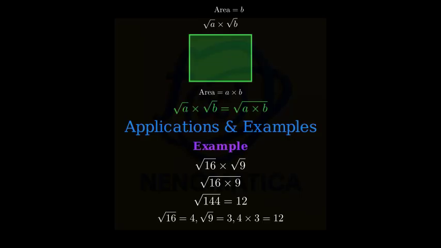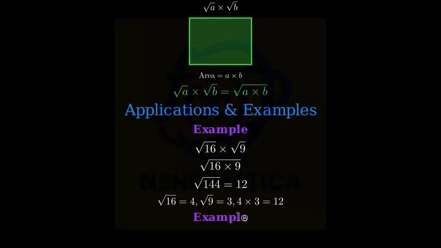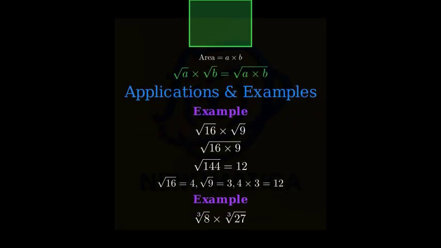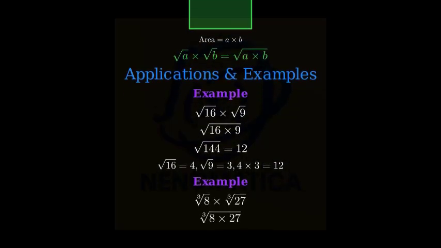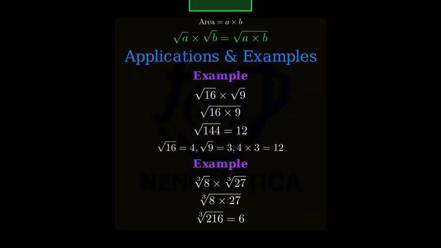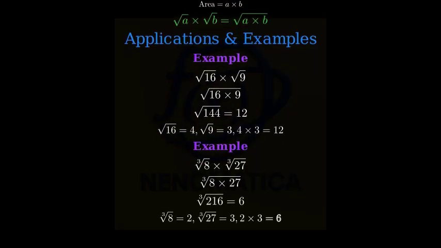Let's try another example with cube roots. Let's simplify the cube root of 8 multiplied by the cube root of 27. Using the first law of radicals, this equals the cube root of 8 times 27, which is the cube root of 216, or 6. Again, we can verify this. The cube root of 8 is 2, and the cube root of 27 is 3. 2 times 3 equals 6, confirming our answer.